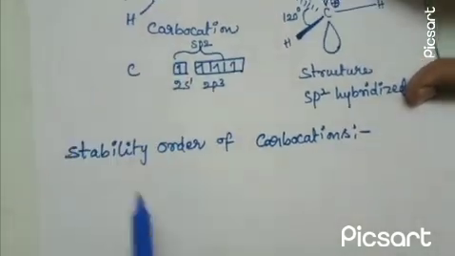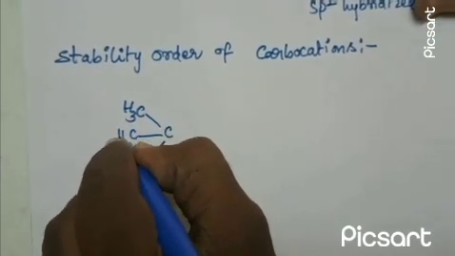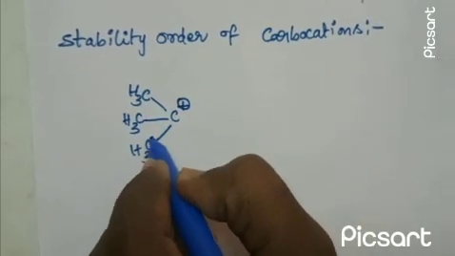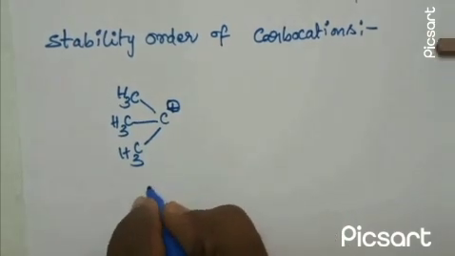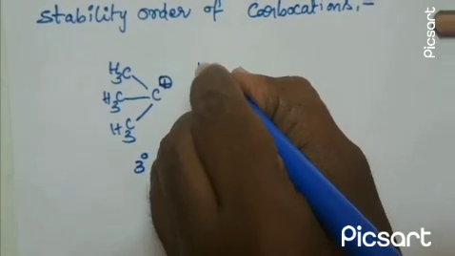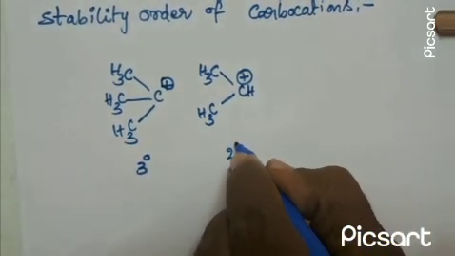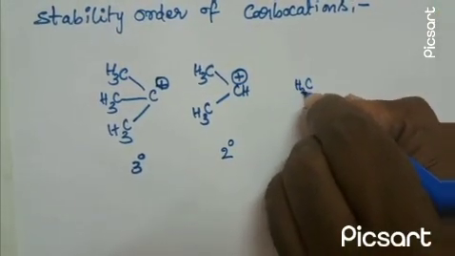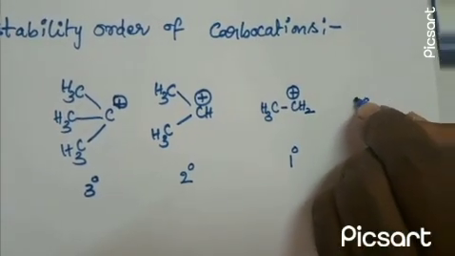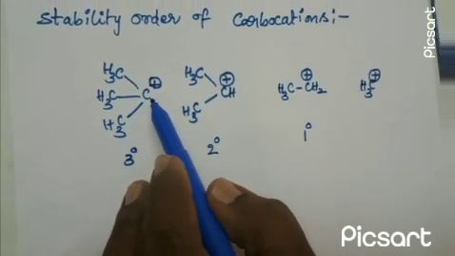We know that alkyl groups are electron donating groups. So as the number of alkyl groups on the carbon in the carbocation increases, stability also increases. Here three alkyl groups are present on the carbocation, so this is called a tertiary carbocation. The second one has two alkyl groups, so it is called a secondary carbocation. The third has one alkyl group, so it is called a primary carbocation. And finally the methyl carbocation.